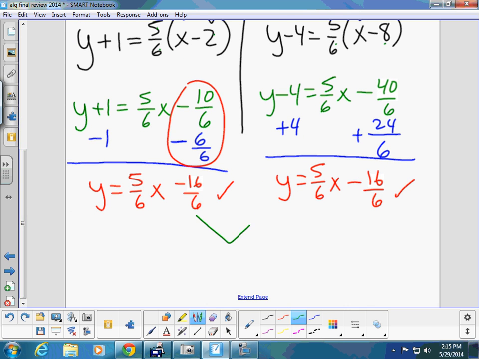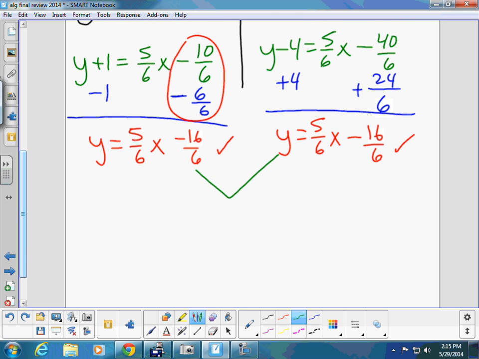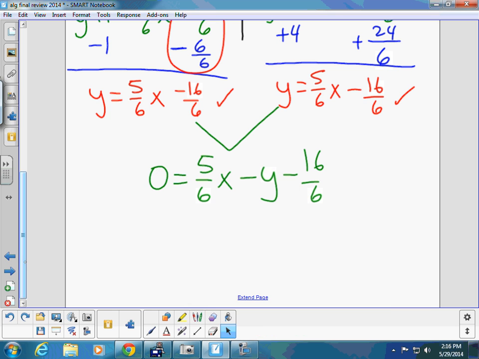Your third step is to put this in standard form. They're both the same, so put it in standard form. We're just going to bring the y over by subtraction. So the 5/6 x is going to stay, but the y is going to come over by subtraction. The negative 16 over 6 is going to stay. Now this is standard form now, but to get integers, I'm going to multiply everything by 6 to get rid of the 6 on the bottom here. So I'm going to multiply this by 6.